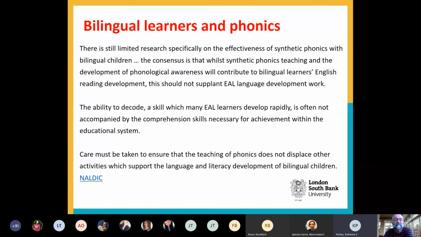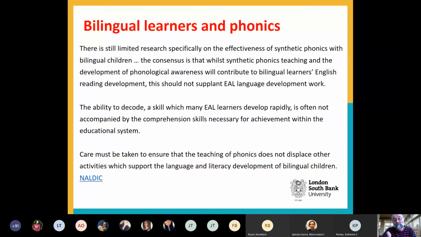Absolutely. Bilingual learners and phonics. I've talked to a lot of students who turn to phonics as a kind of first resort for supporting bilingual learners. And it's worth bearing in mind that there's limited research about synthetic phonics and bilingual children, and whether that is the best practice, the most effective way of supporting their developing understanding.